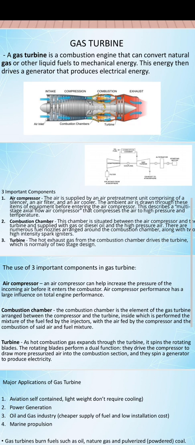Number two is the combustion chamber. This chamber is situated between the air compressor and the turbine, and is supplied with gas or methane, diesel oil, and high pressure air. There are numerous fuel nozzles arranged around the combustion chamber, along with two high-intensity spark igniters.